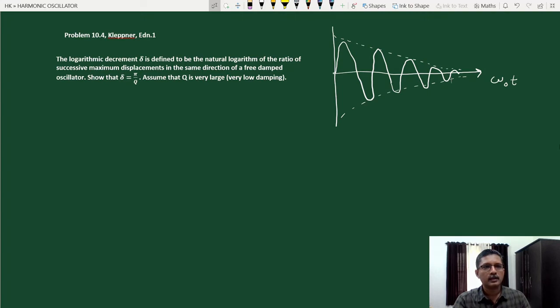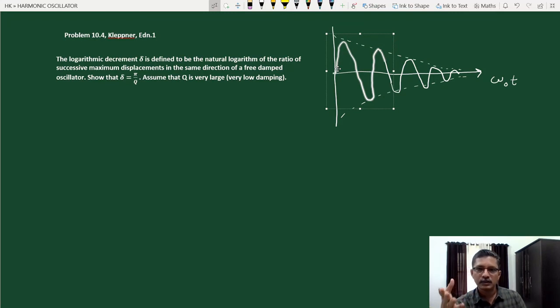So we have to show that this logarithmic decrement equals pi by Q. What is this logarithmic decrement? It's a ratio of successive maximum displacements in the same direction. I have drawn the displacements of a damped oscillator here. Of course I have considered low damping, so it's still oscillatory, but not exactly sinusoidal. That means the amplitude is not constant, the amplitude is exponentially decreasing, as you can see.